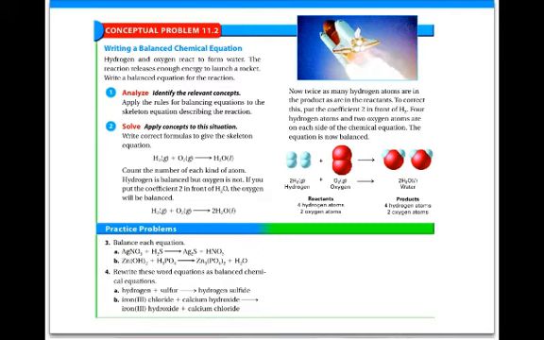All right, let's take a look at this problem. We've got hydrogen, we've got some oxygen, and it forms water, and we want to balance that. Notice that if I look at H's, there's 2 on the left, there's 2 on the right, so that's good. So we then go on to oxygen, it's 2 on the left, 1 on the right.